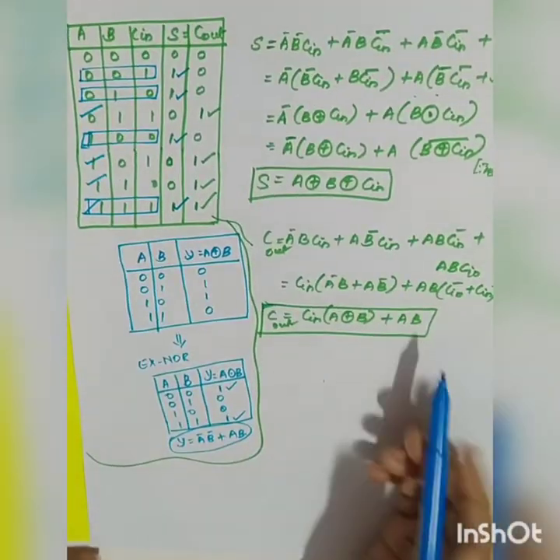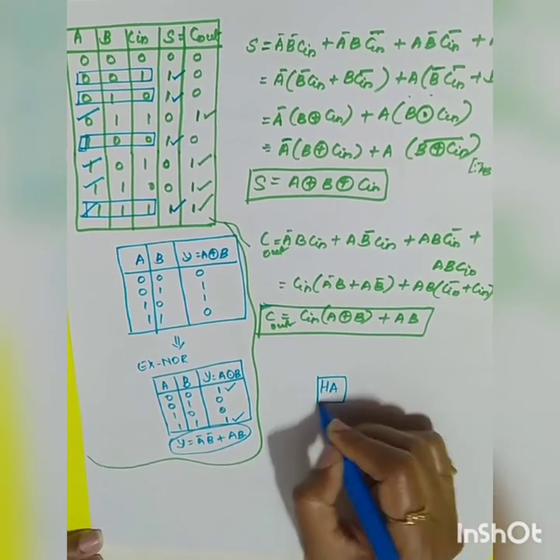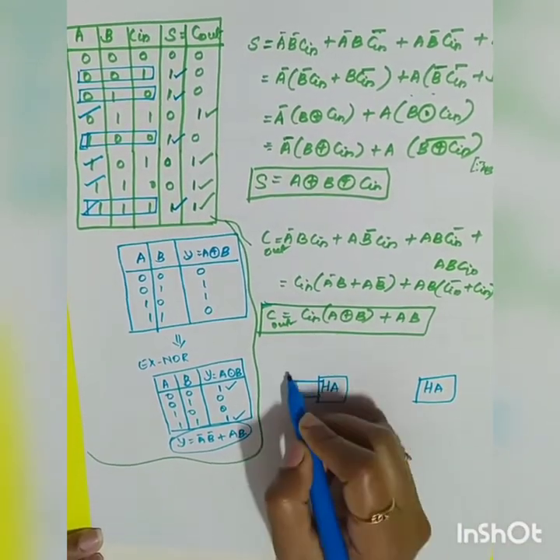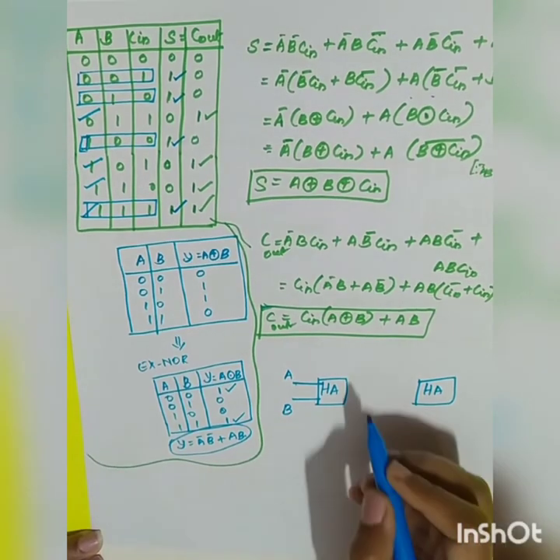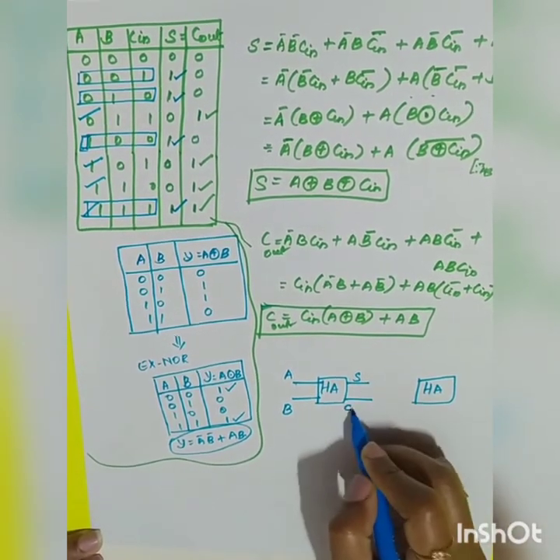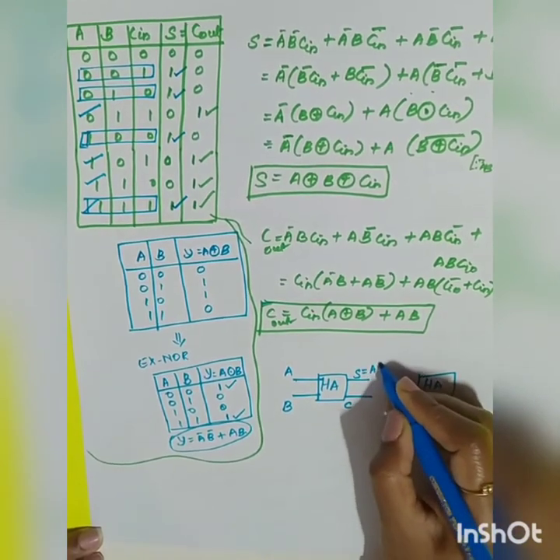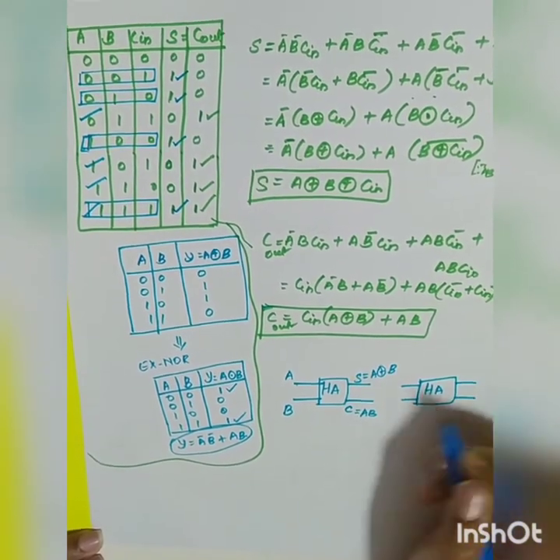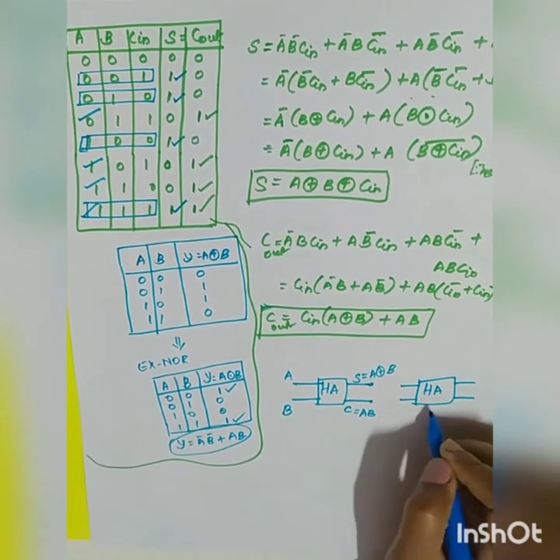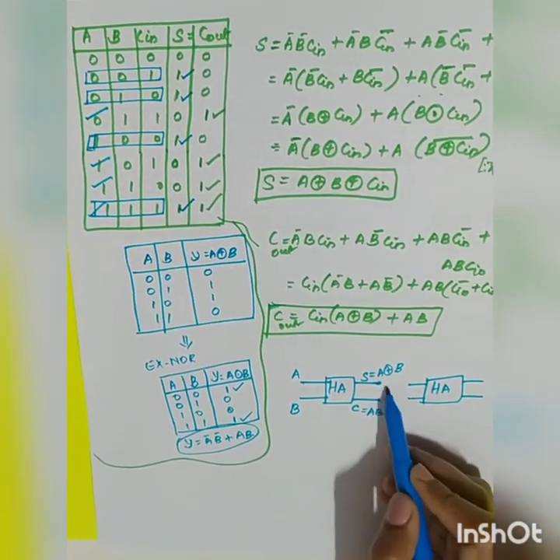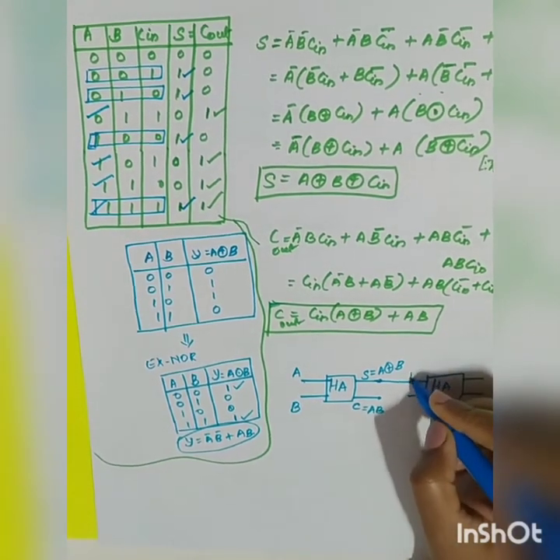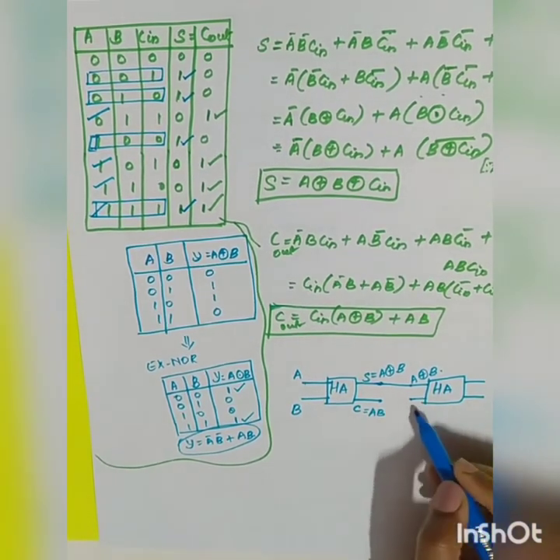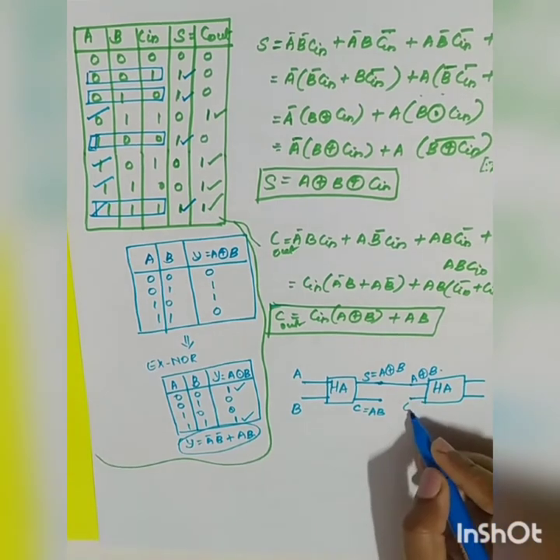Okay. So, let us form the two half adders. If this is your half adder and this is your second half adder, what is the input to your first half adder? A and B. Now, what is the output of your half adder? S is equal to A XOR B and carry is equal to AB. So, this is your first half adder. Now, here I am drawing your second half adder. If I give this input to the second half adder, you will be getting A XOR B, right? Now, this will be your next input, that is your C in.